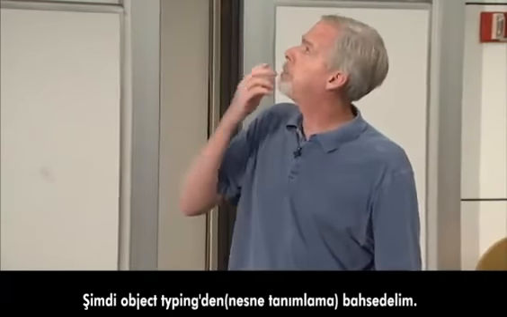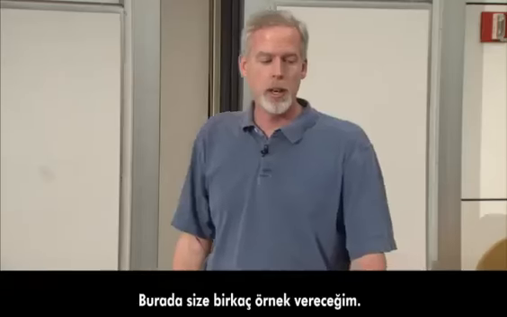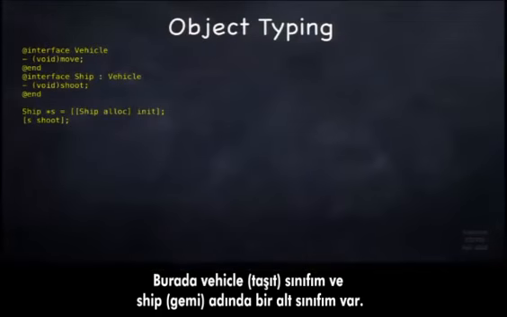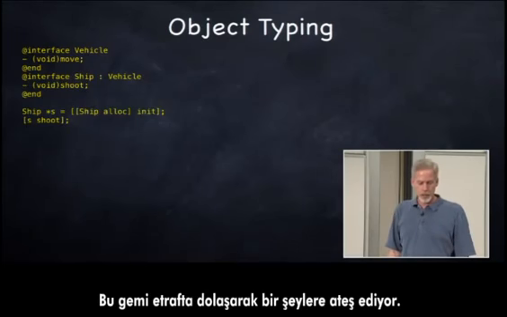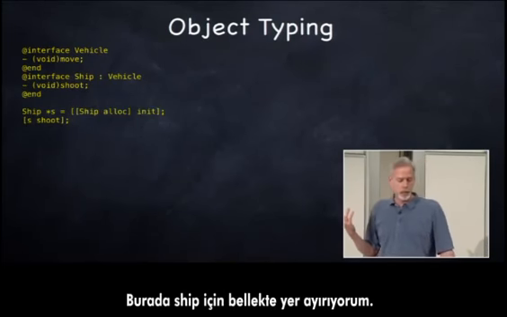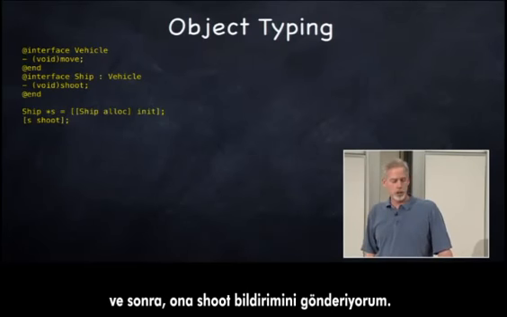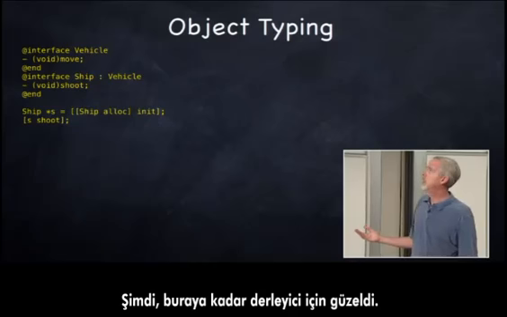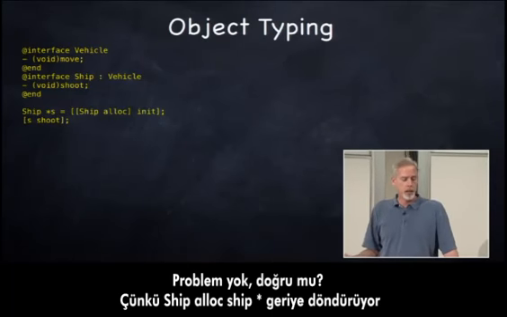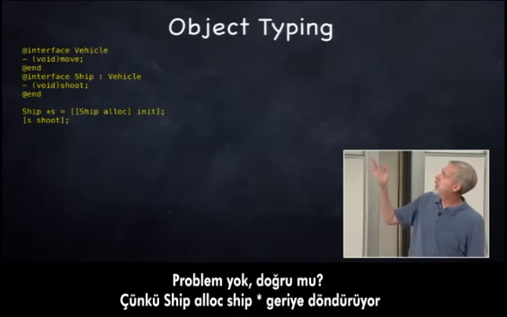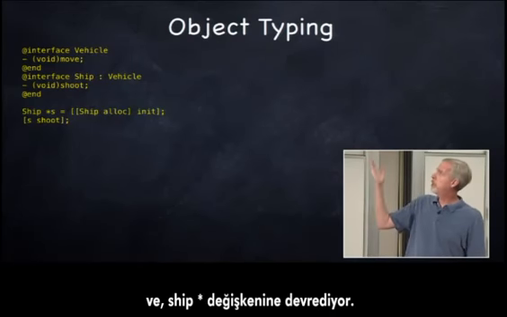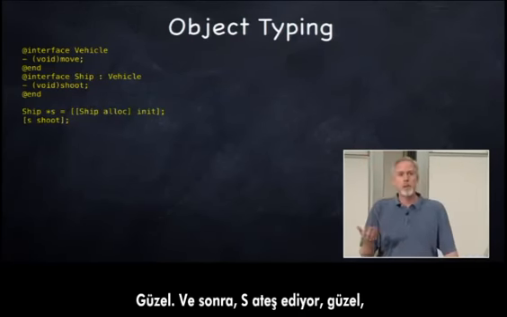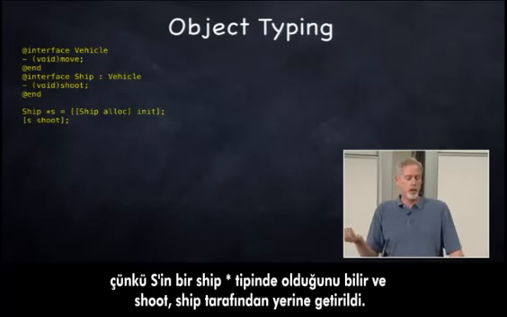So let's talk about object typing. I'm going to give you some examples here. So I've got a class here, Vehicle, and a subclass of it called Ship. It only has one method called shoot. Okay, so this ship is going around shooting at things. Here I'm allocating the ship, and then I'm sending it the message shoot. Okay, now the compiler is all good with this so far. No problem, right? Because Ship alloc returns a Ship star, and then init returns either a Ship star or an id. We'll talk about that later. And it assigns it to a variable, Ship star. That's fine. And then shoot, that's fine because it knows that s is of type Ship star and shoot is implemented by Ship.